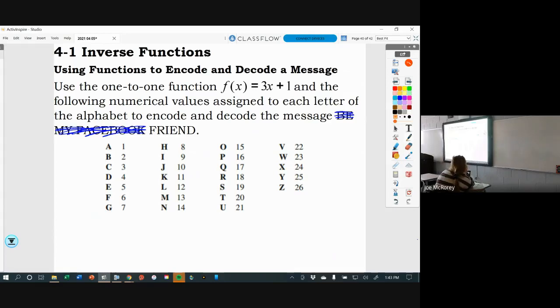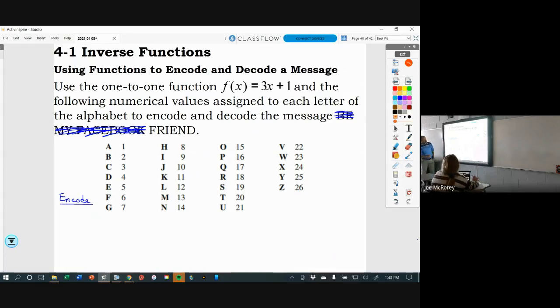So let's say I want to send the message "friend" to you, but I don't want anybody else to know what it is. Now, I know what my encoder is. My encoder is 3x plus 1. You have to have the decoder. Okay? So here's how it would look. First thing we would have to do is encode our message.